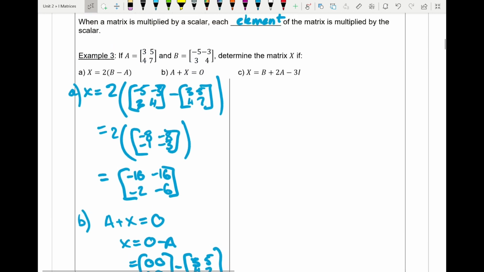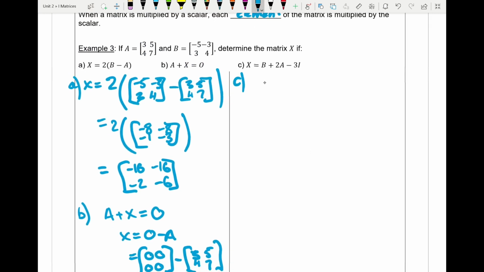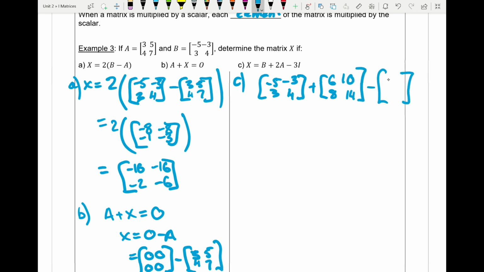Okay, and our last one here, we've got B plus 2A take 3I. So B is -5, -3, 3, 4. 2A is going to take the value of A and double it. So we're going to get 6, 10, 8, and 14. And then take 3I is going to take the identity matrix and multiply it by 3. So 3, 0, 0, 3.